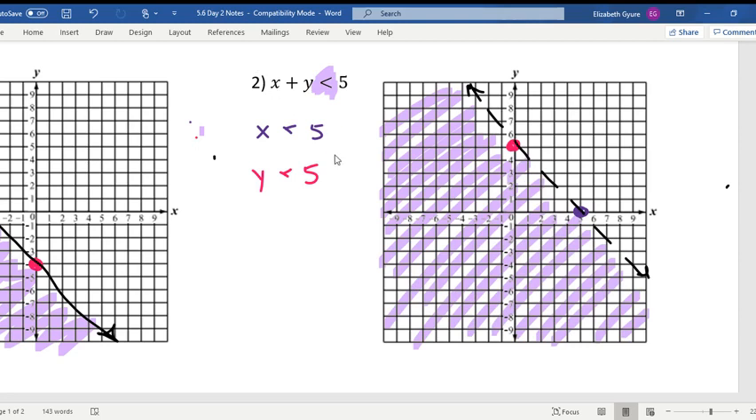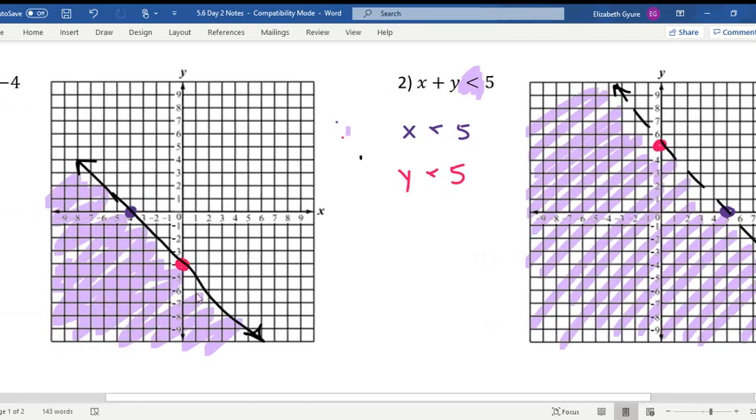And something I want to make sure we understand, and we'll talk about this more on Thursday. When you shade something, that's where all of your answers are. So I could pick any point in this purple shaded area, and that's an answer to this inequality. Anything that's not in the shaded part is not an answer. Anything on a dotted line is not an answer.